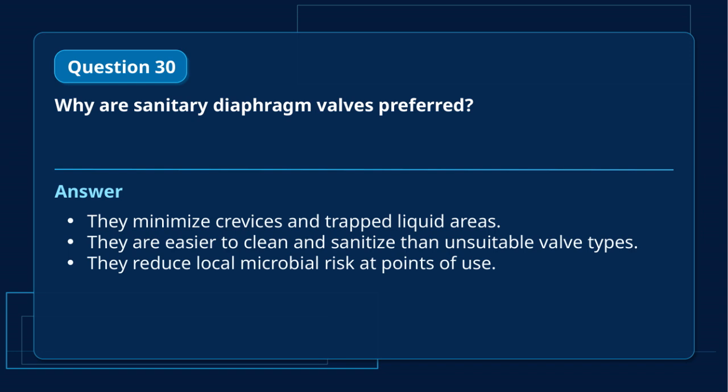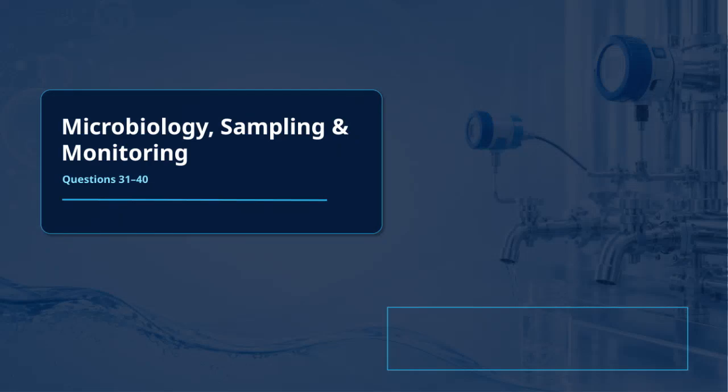Now we'll be covering questions 31 to 40, focusing on microbiology, sampling, and monitoring. This section is crucial because understanding how microorganisms behave and how to accurately sample and monitor them forms the backbone of maintaining safe and hygienic environments. We'll dive into the methods used for sampling, the types of microbial contaminants commonly encountered, and how monitoring helps in preventing contamination and ensuring compliance with health standards. Make sure to pay attention to these concepts, as they are vital for effective microbiological control.